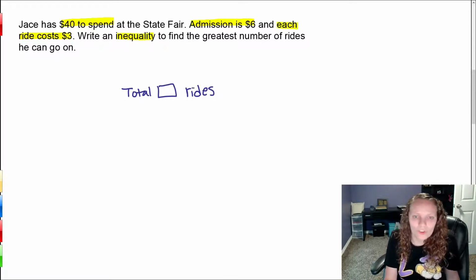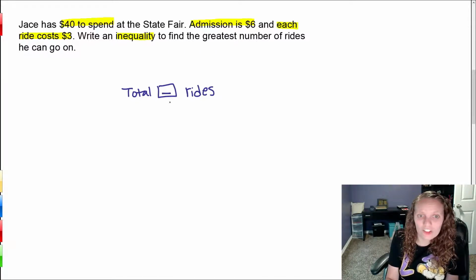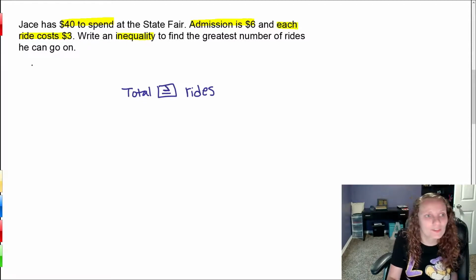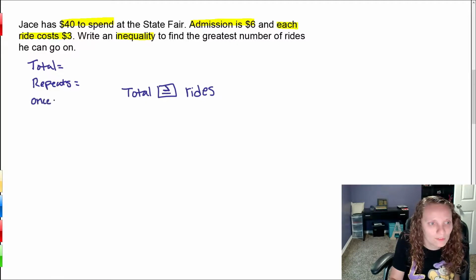The rides cannot be greater than the total amount of money that he has. Once he spends $40, he's done. So he could spend exactly $40. He could spend less than $40, but his rides cannot be greater than. So the alligator is going to face away from the rides. So let's identify the total, the number that's repeating, and the one-time starting amount. The number that happens once.